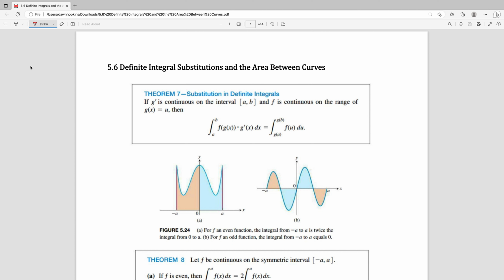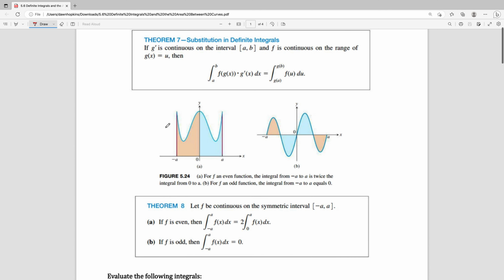I have this theorem here, which is substitution with definite integrals, and I'm going to show you two examples in just a minute to tell why this theorem is very useful and very handy. But I'm going to come back to that.